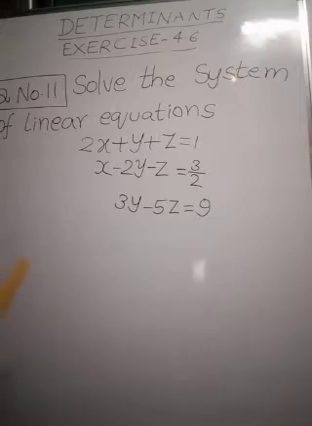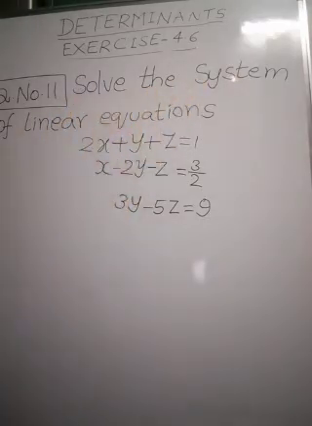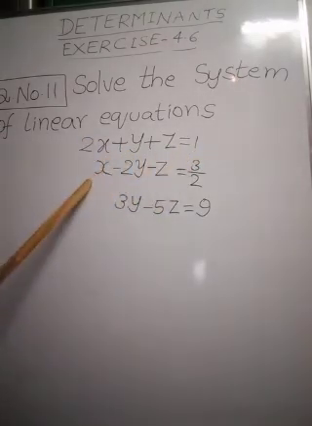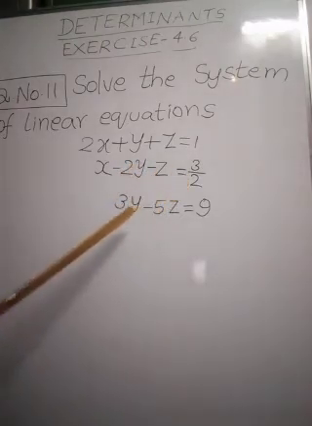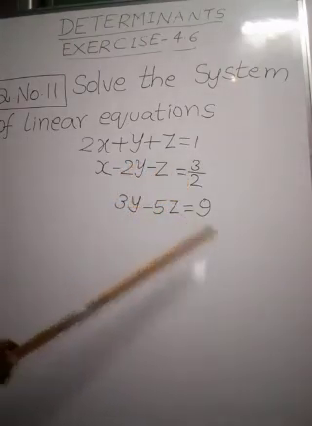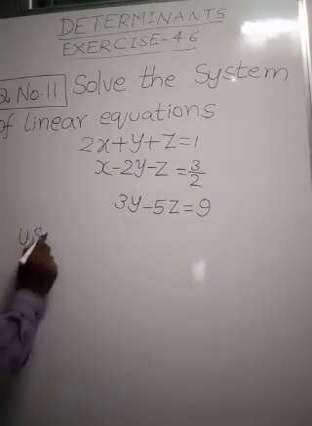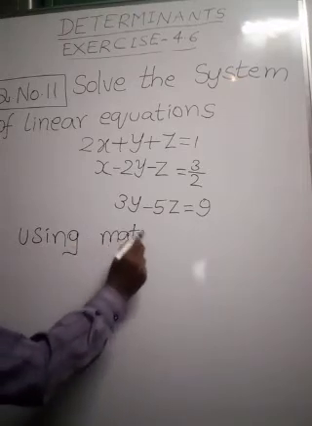Hello, my dear children. Now come to question number 11. See here, question number 11. Solve the system of linear equations: 2x plus y plus z is equal to 1; x minus 2y minus z is equal to 3 by 2; 3y minus 5z is equal to 9, using matrix method.